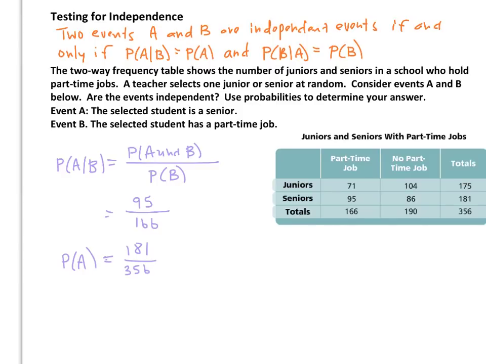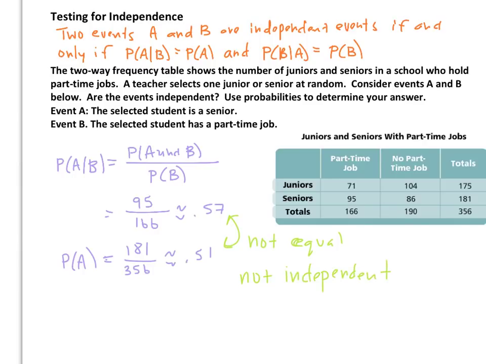All right, we put these couple in our calculator real quick just to check to see what they're going to be. So 95 out of 166 is going to give us approximately 0.57. And 181 out of 356 gives us approximately 0.51. So since these two numbers here are not equal, these events are not independent.